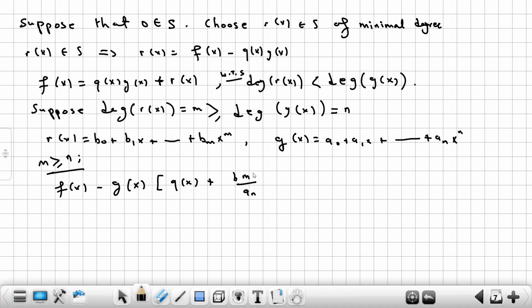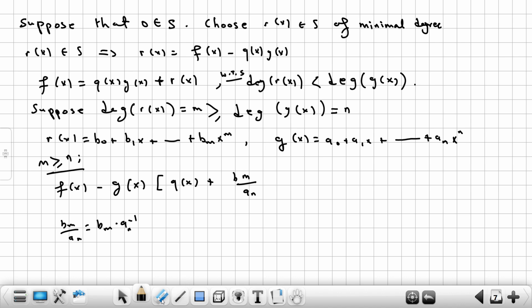Bm over an, what do we mean by bm over an? Bm over an is bm dot an to the power minus 1, where an is not equal to 0. To make sure that an inverse, an to the minus 1, exists, we need to work in a field. That's the importance of using fields in this theorem, as I mentioned before.